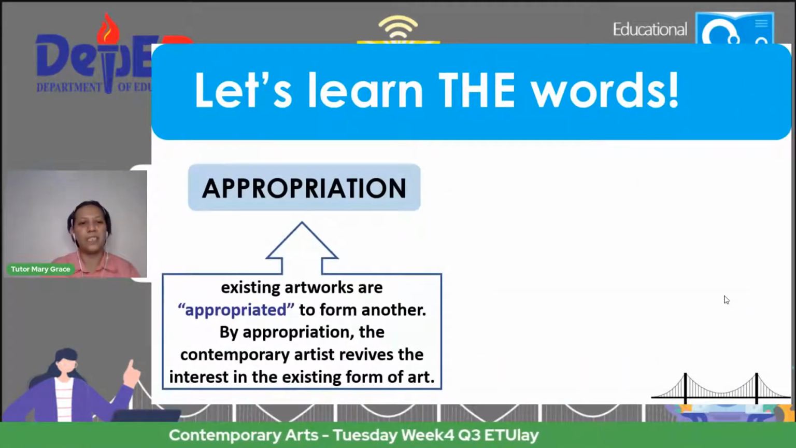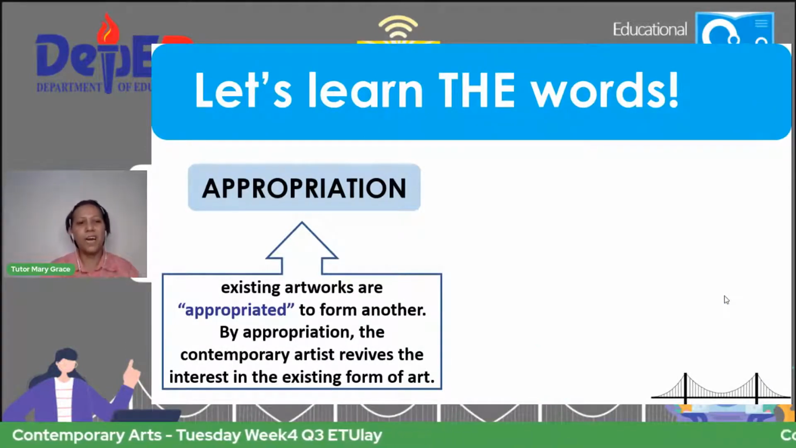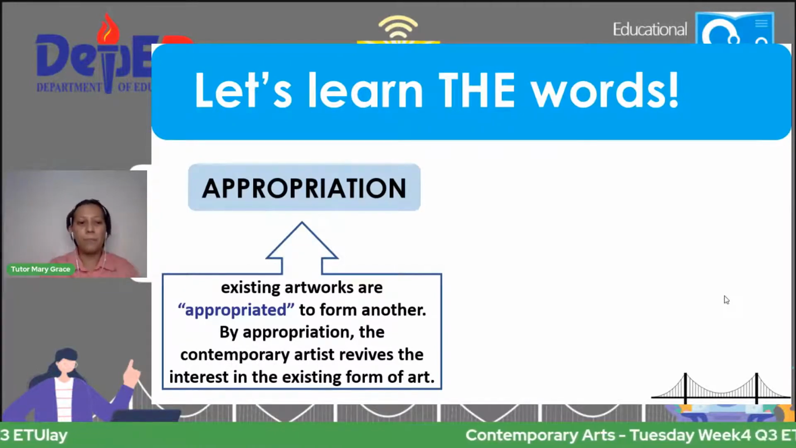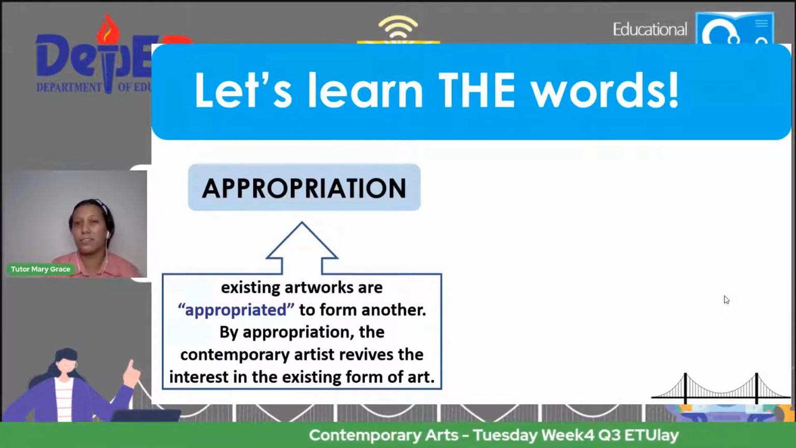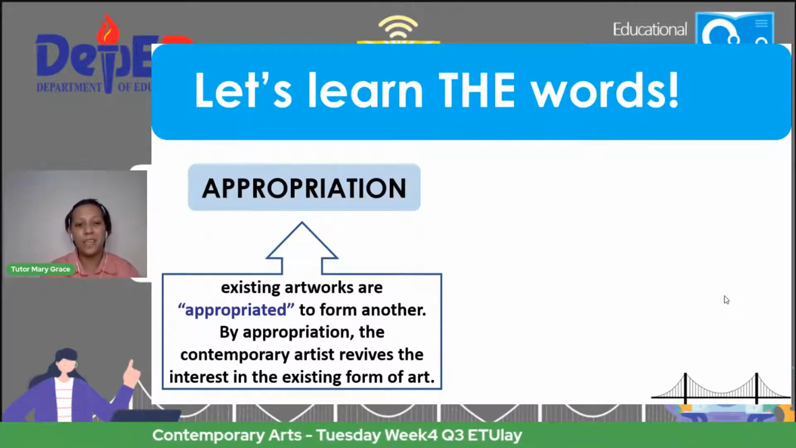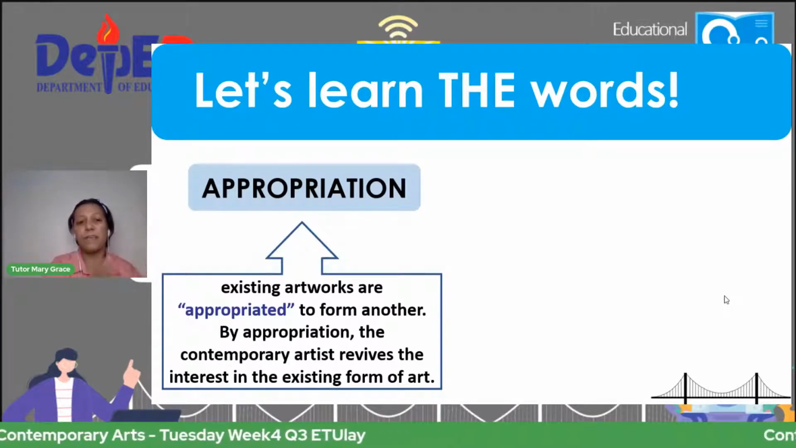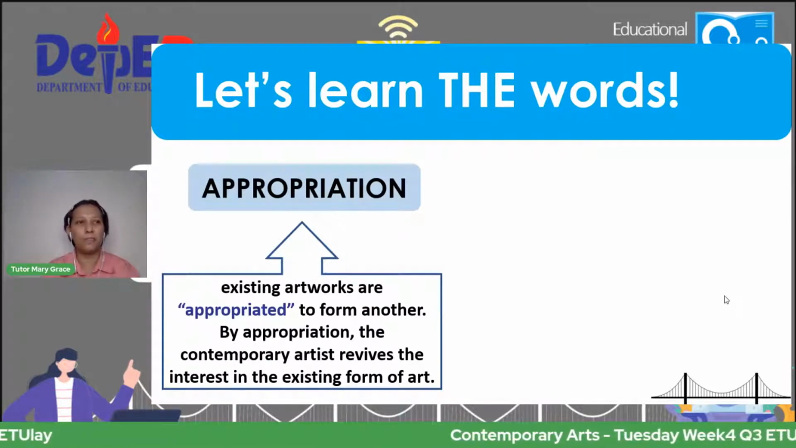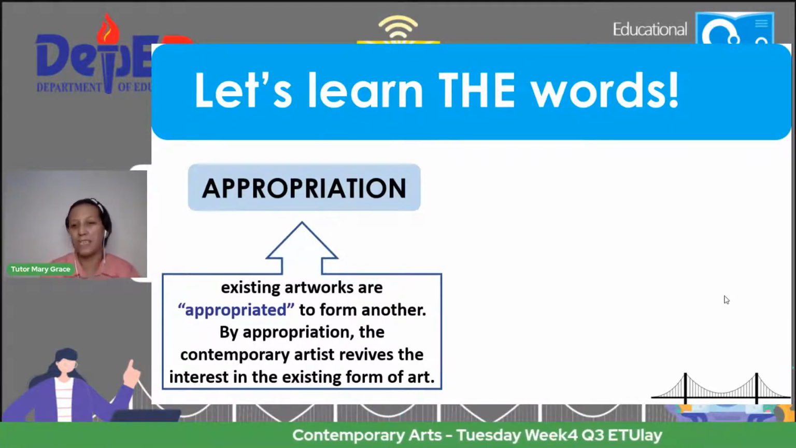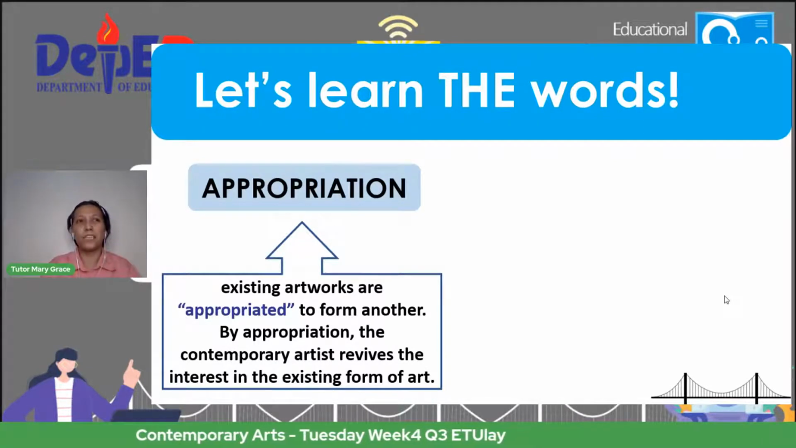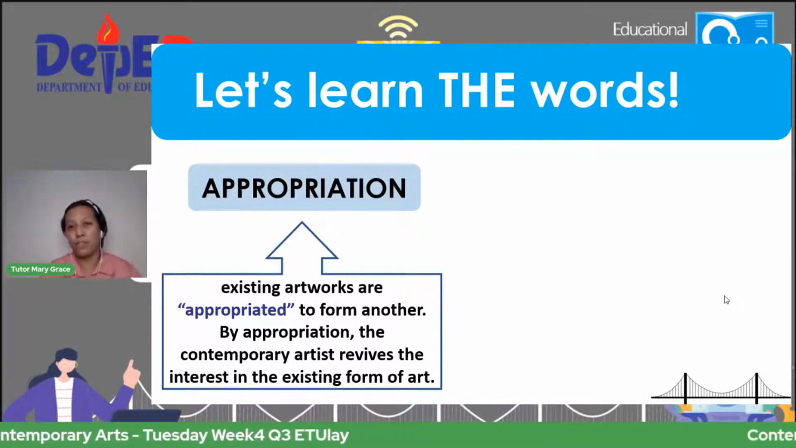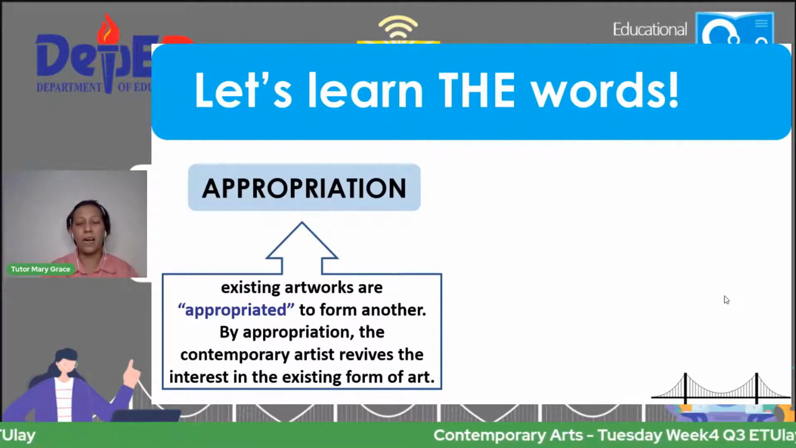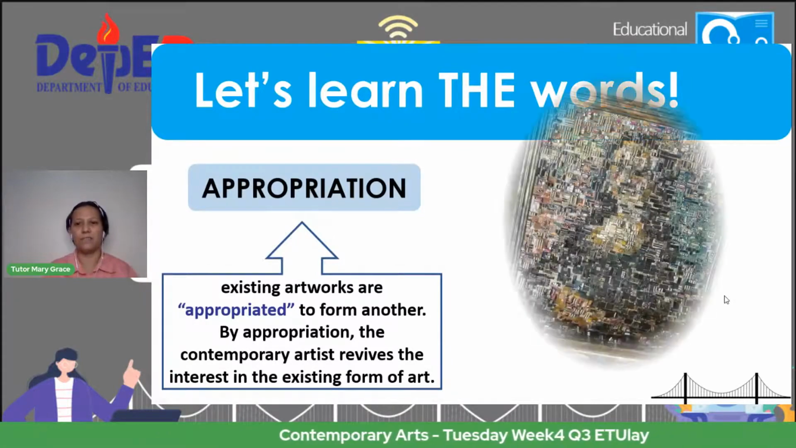So appropriation, these are existing artworks that are appropriated to another art form. Okay? So by appropriation, we mean that the artist, the contemporary artist, revives the interest in that art form, pero by using another art form. Okay, so halimbawa, let's say ang favorite painting nyo ay Mona Lisa. Pwede nyong i-drawing si Mona Lisa, pero pwede rin naman kayong gumamit ng ibang art form, kagaya ng halimbawang ito.